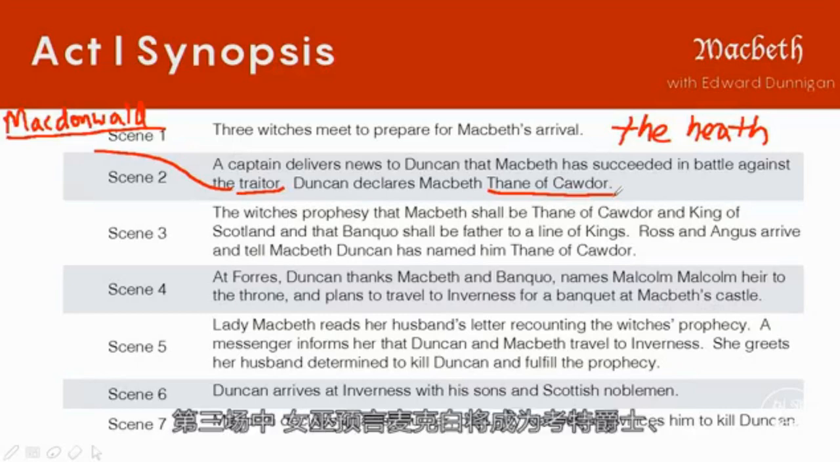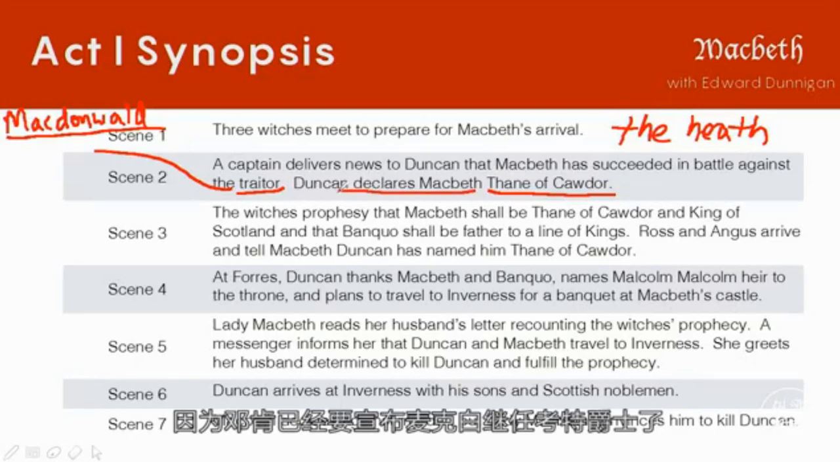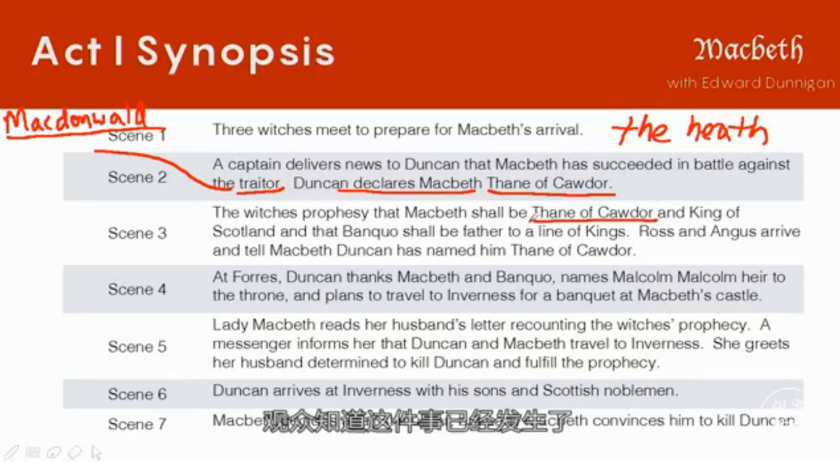Scene 3, the witches prophesy that Macbeth shall be Thane of Cawdor and King of Scotland, and that Banquo shall be father to a line of kings. Now remember, there's a little bit of dramatic irony here because Duncan has already declared Macbeth Thane of Cawdor. So when the witches tell Macbeth that he will be Thane of Cawdor, the audience knows that this has already happened. And the audience starts thinking before Macbeth does, wait a second, what these witches are saying seems pretty true.